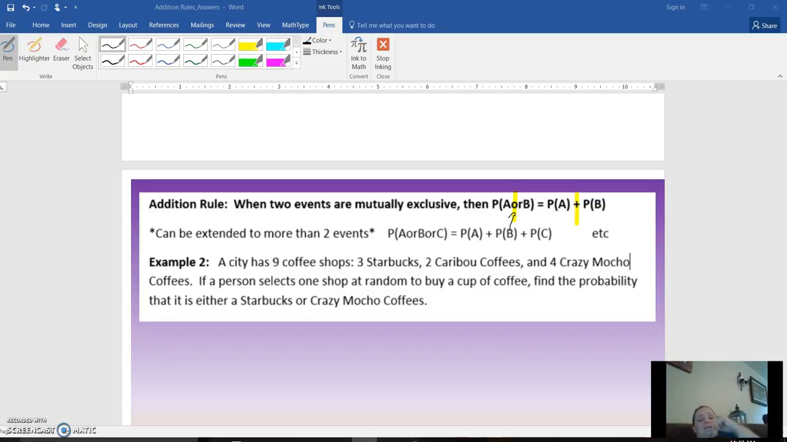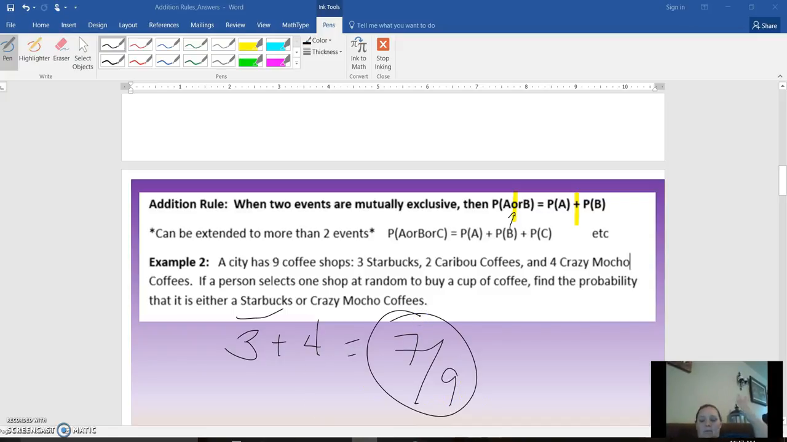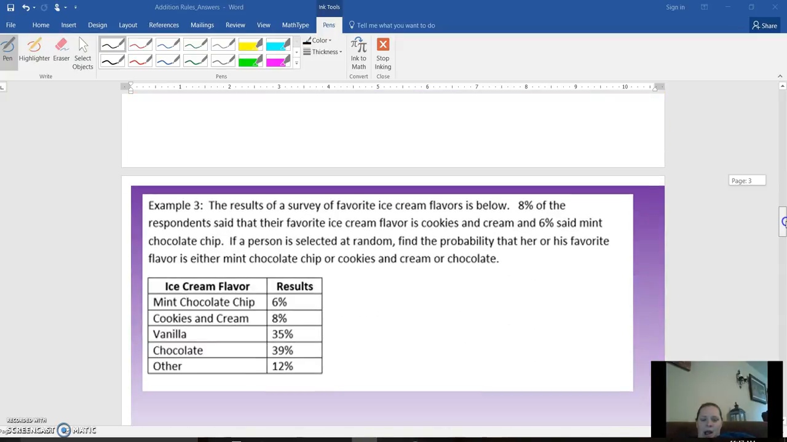And if a person selects a shop at random and buys a cup of coffee, find the probability that it's Starbucks, 3, or Crazy Mocha coffee, 4. So that probability is 7 over 9. And so we just found what we wanted over the total. There were 9 total, and we wanted Starbucks or Crazy Mocha.